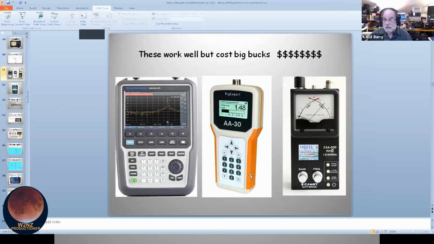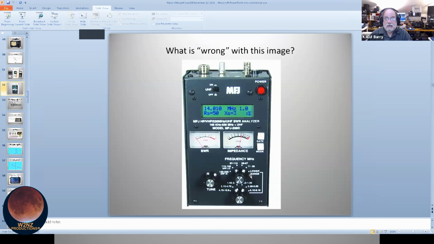How about these? Oh, man, look at these. These are very nice instruments. They're also big bucks. What's wrong with this image? This is a nice MFJ meter. I have one of these right up next to me here. What does it say the SWR is right over here? 1-to-1. Look, SWR 1.0 at 20 meters. Resistance 50 ohms, 3 ohms reactance. Can't get any better than that.